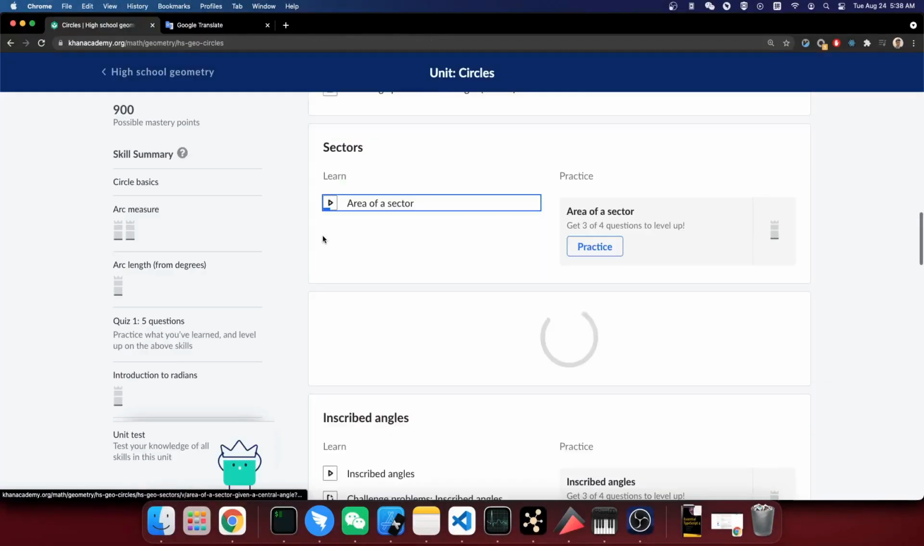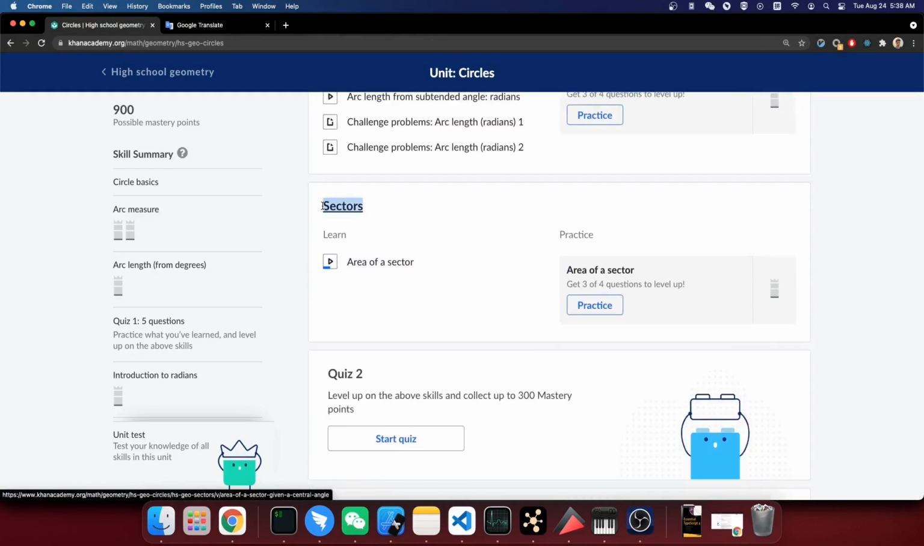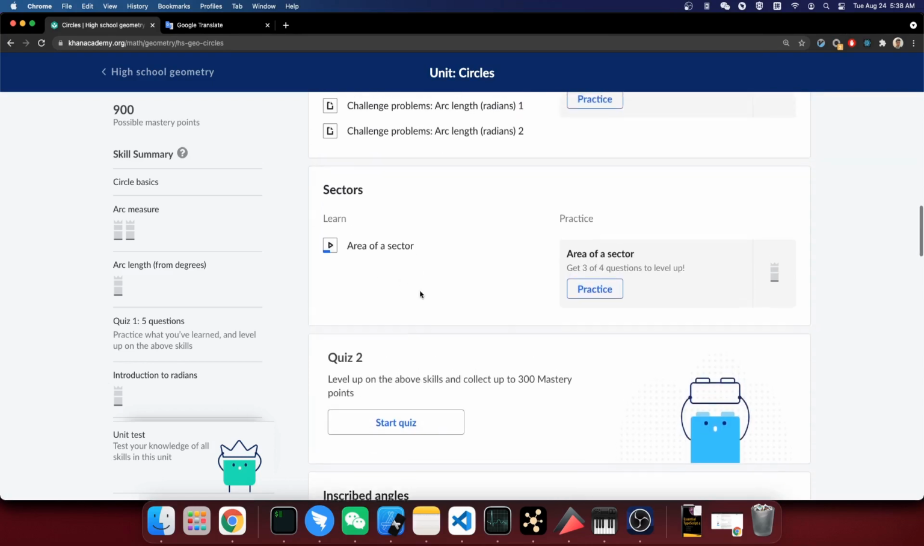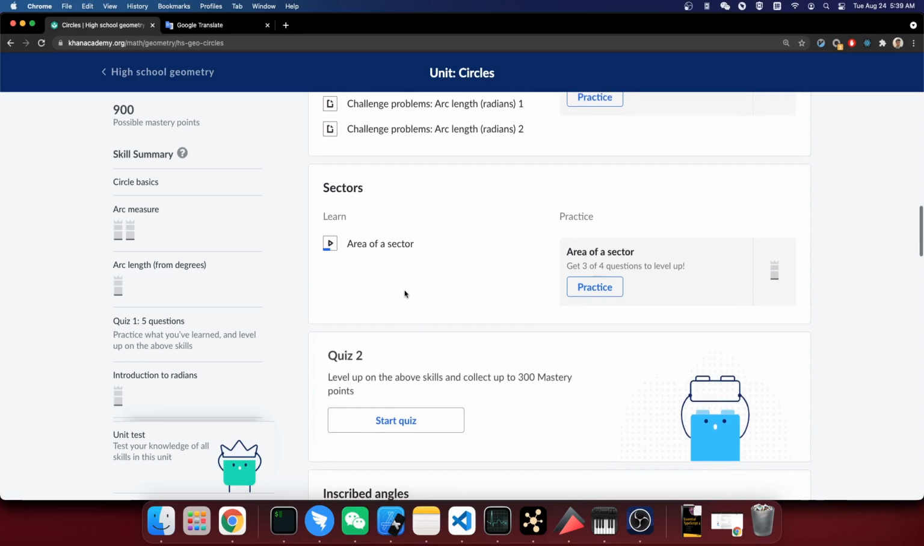It still didn't tell us what a sector is. But to my best assumption, it would be just a circle with incomplete parts. So in other words, you've got an incomplete circle.